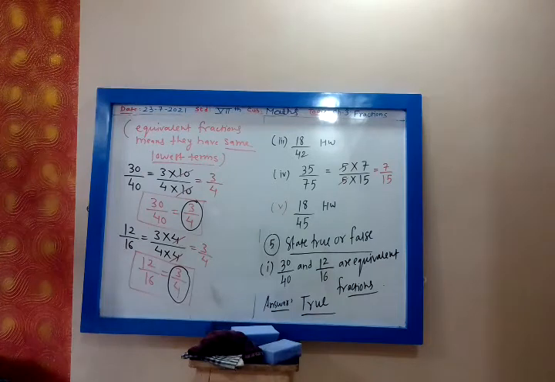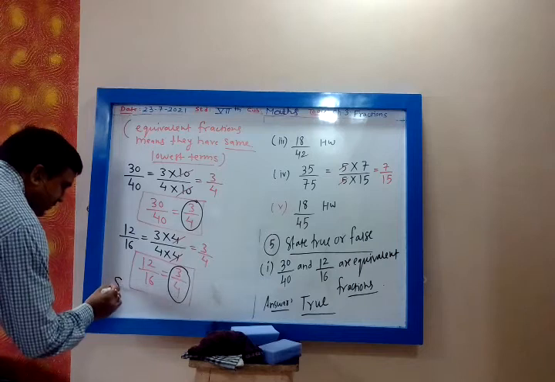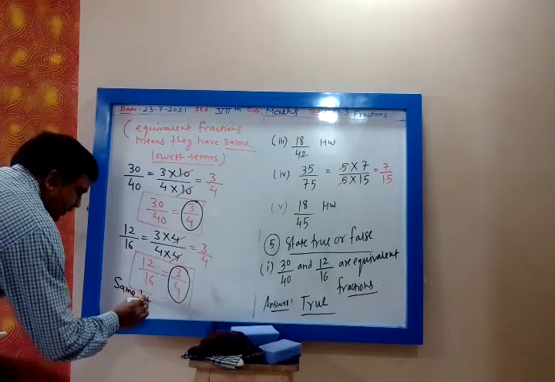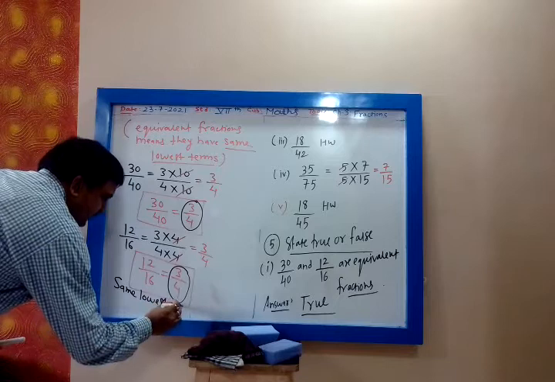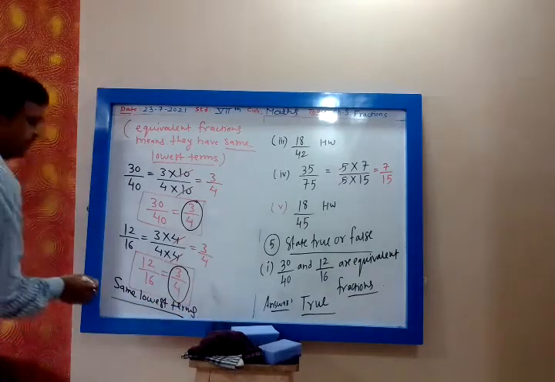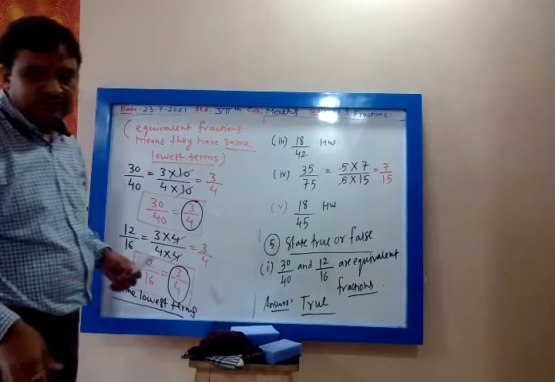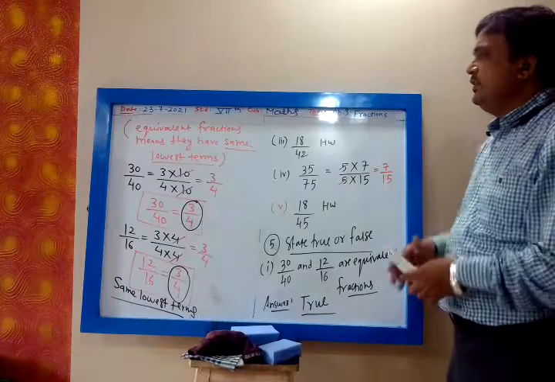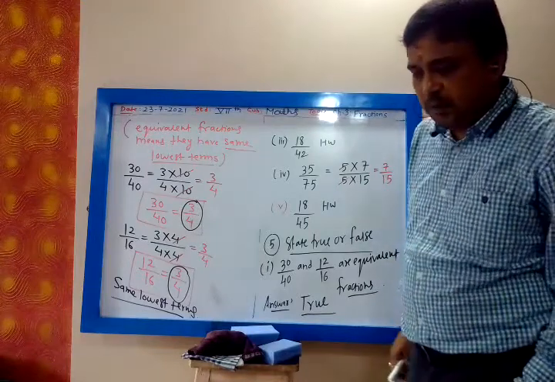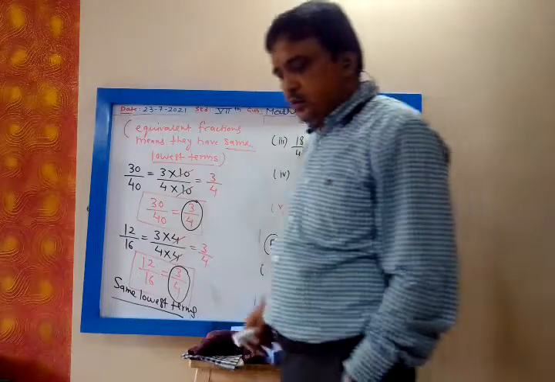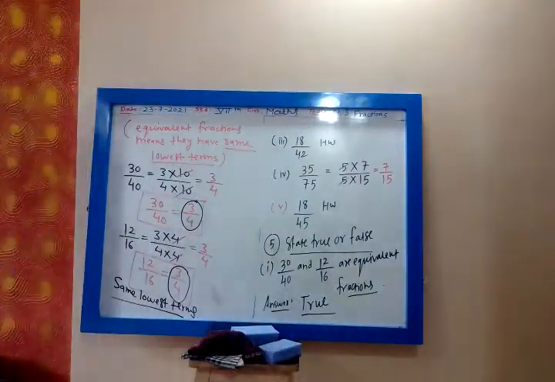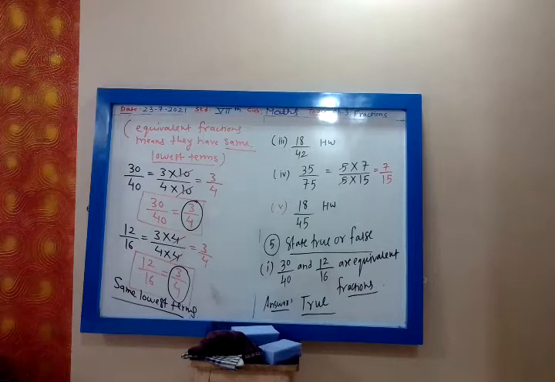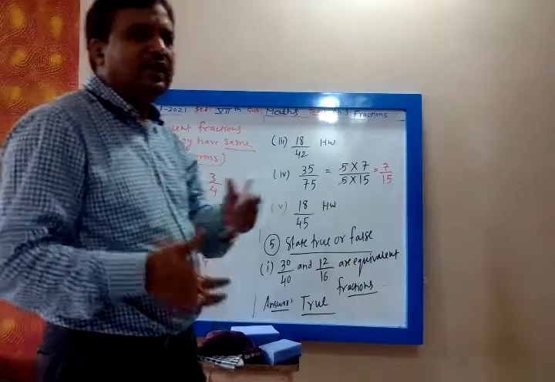Since they have the same lowest term, write down: same lowest term. Whenever they have the same lowest term, the fractions are equivalent. So to check whether two fractions are equivalent, you have to find the lowest term of both the fractions. If the lowest terms of both the fractions are equal, the two fractions are equivalent.